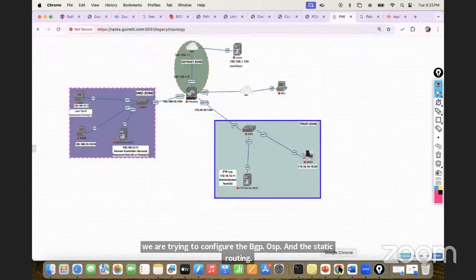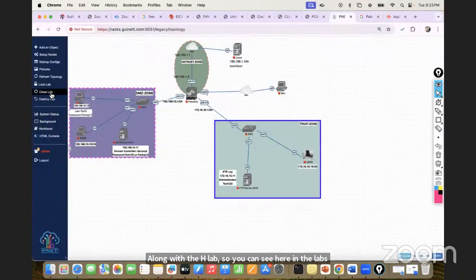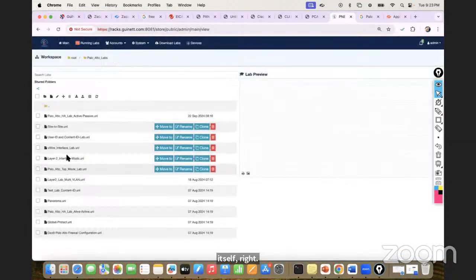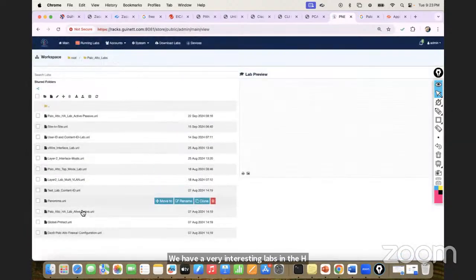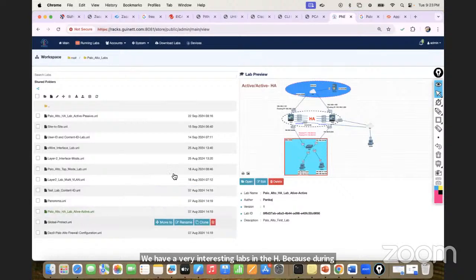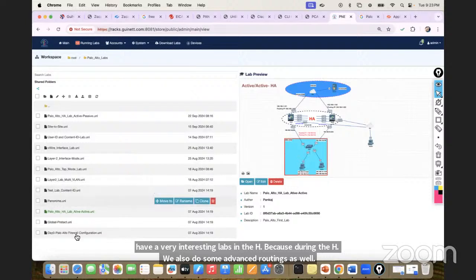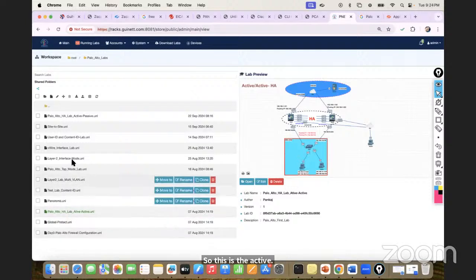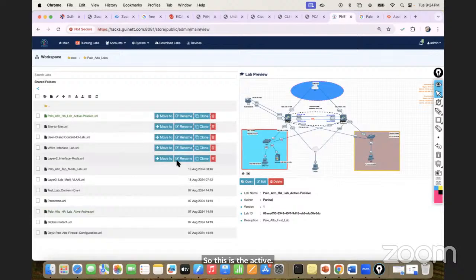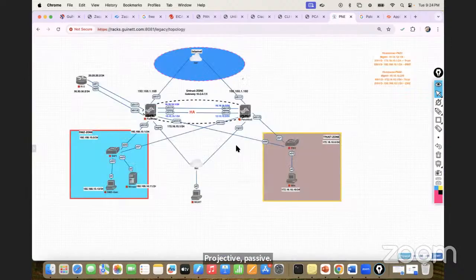So you can see here in the labs itself, we have very interesting labs in the HA, because during the HA, we also do some advanced routings as well. Also, we try to get different VRFs. We have to do the multi VRF communication. Firewall is going to talk to the internet, different zones, BGP, OSPF distribution. That all we are going to cover. No need to worry about that.